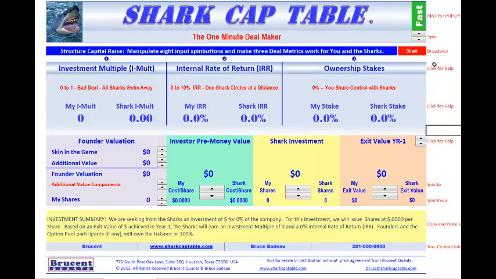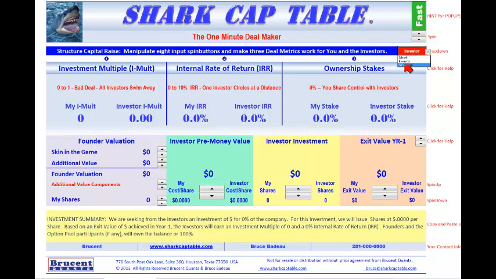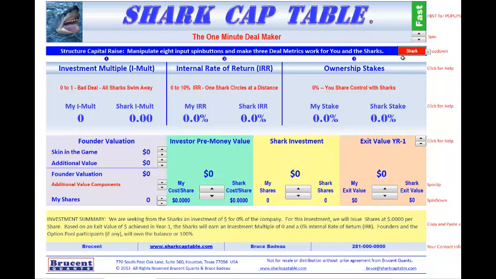So another little issue is you may not want to call your investors sharks, so you could do investors or VCs. I like sharks because it's fun. This spin button up here takes you through 14 helpful hints. So take a read, see what happens. Now let's go structure a deal.